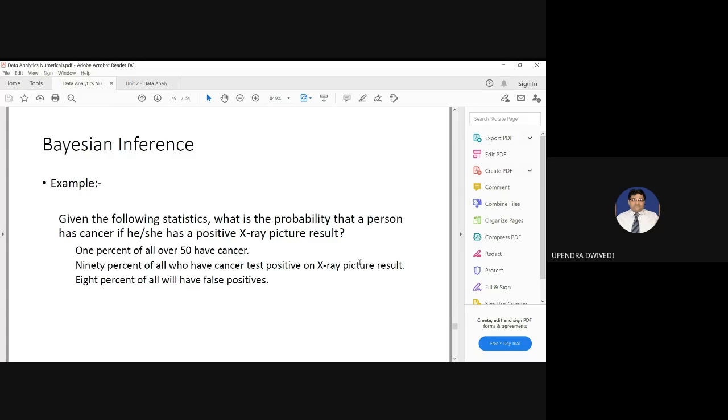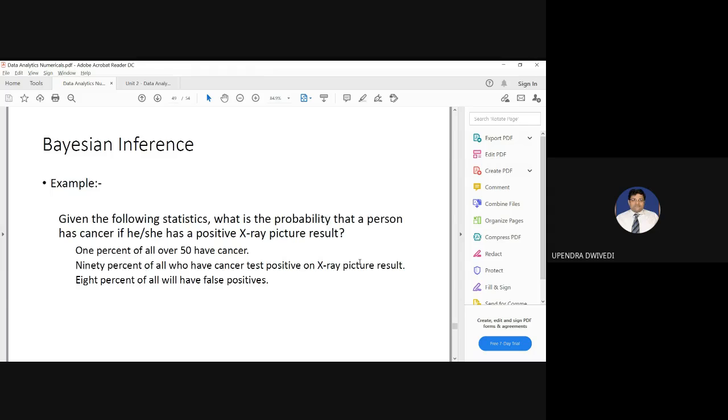Good morning, everyone. In this session, we'll discuss one example from Bayesian inference. The example says, given the following statistics, what is the probability that a person has cancer if he has a positive X-ray picture result? So the problem says that there are some statistics provided with the problem.